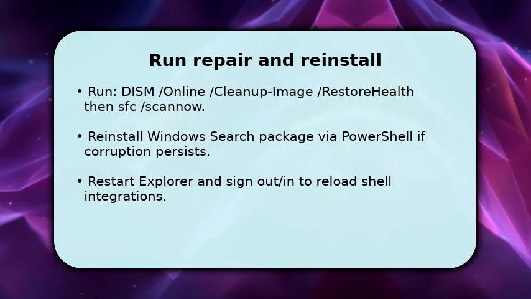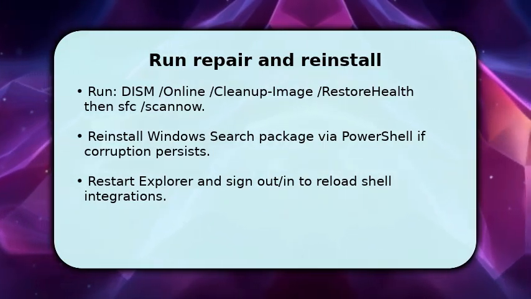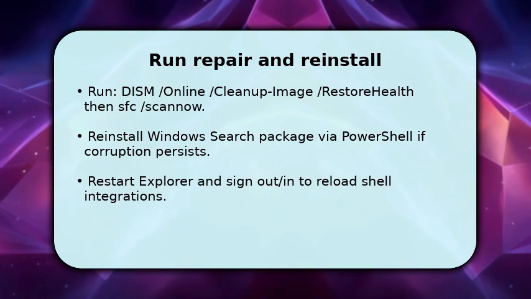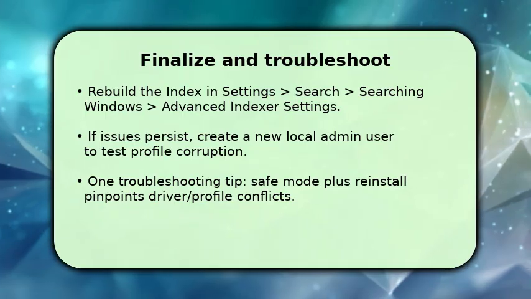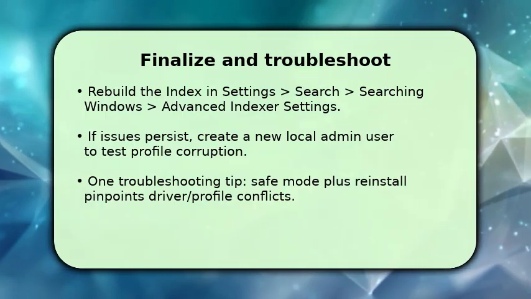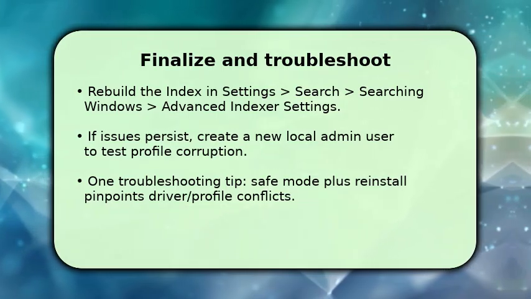Once that completes, restart Explorer or sign out and back in, so the shell picks up the restored search service and indexes. Finally, rebuild the search index from indexing options to let Windows recatalog files. This resolves missing results. After rebuilding, reboot and test search for apps and files.